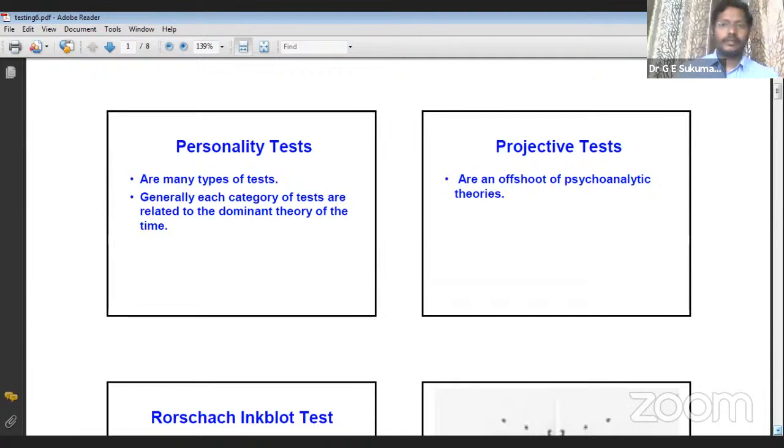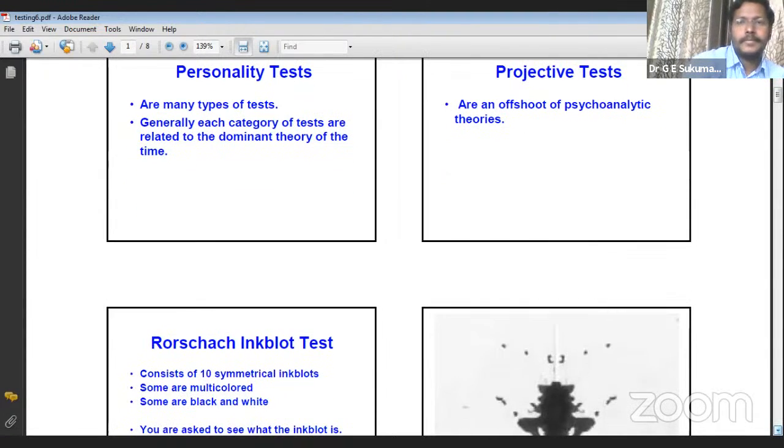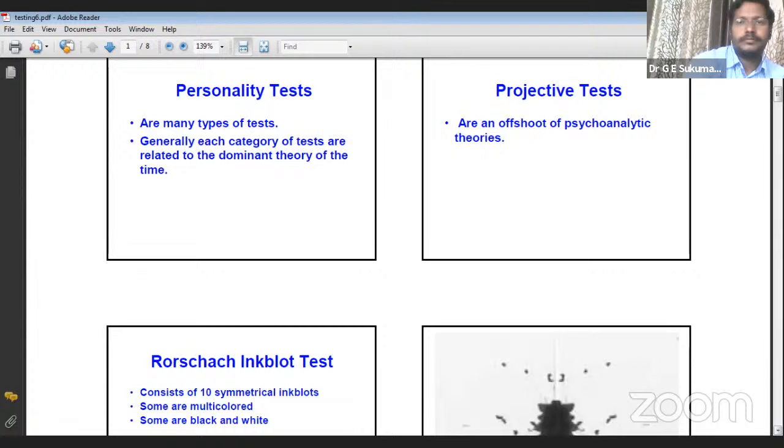So, personality tests. There are many types of tests. Generally, each category of tests is related to the dominant theory of the time. Personality tests have to define the unique structure or unique dispositions a person has. In general terms, you have to define how a person interacts, how a person dresses.